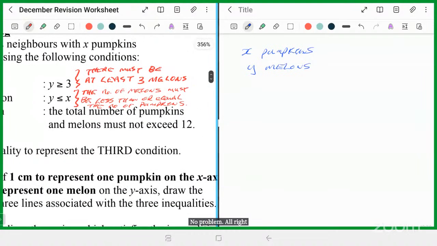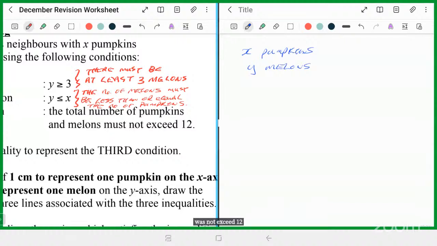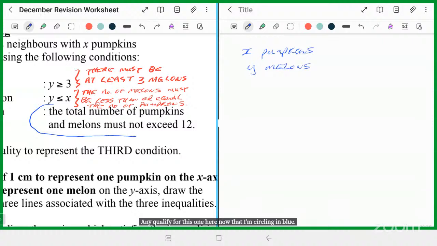I want us to write an inequality for this one. It says the total number of melons and pumpkins must not exceed 12. Must not exceed 12. What does that mean now? What inequality do you write for this one? I'm circling in blue. What's the inequality for that one? The total number of pumpkins and melons must not exceed 12.